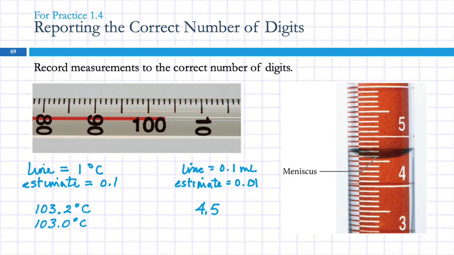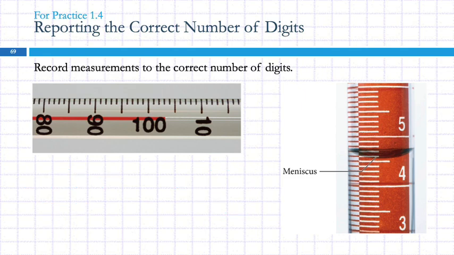What do you think? Pardon me? 4.59. That's a good guess, 4.59. Anybody else want to make a different guess? 8? 4.58. There's no wrong answer. Everything disappeared. Oh well, it's gone. I don't know what I did.